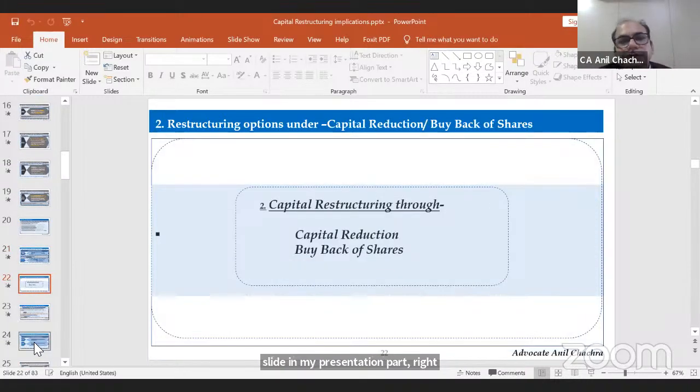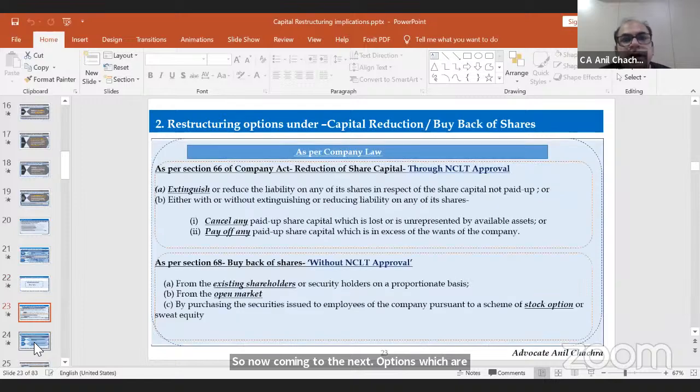So now coming to the next options which are available: capital reduction or by way of buyback. See, in the capital reduction part, section 66 has defined the procedure through the NCLT, right? So for the capital reduction, we have to go to the NCLT for the approval part.